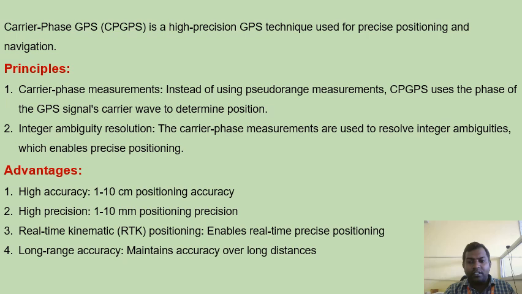And the advantage of carrier GPS is high accuracy. It provides up to 10 centimeter positioning accuracy, so nearly accurate positioning, and the precision is also very accurate, that is 1 to 10 centimeters. Then it is real-time kinematic positioning, so while in movement it will also provide real-time positioning. And long range accuracy: it maintains accuracy over a long distance.